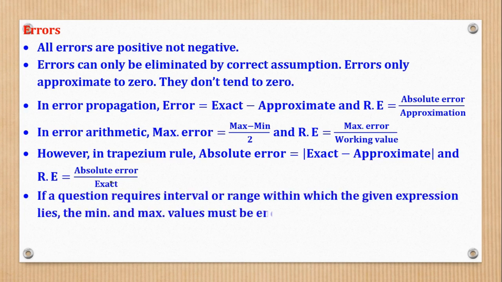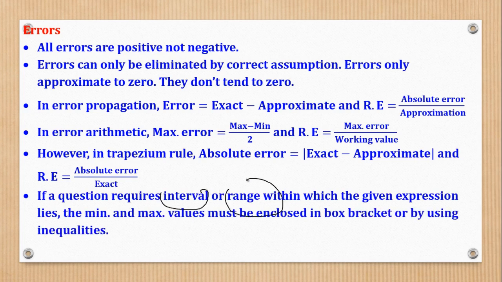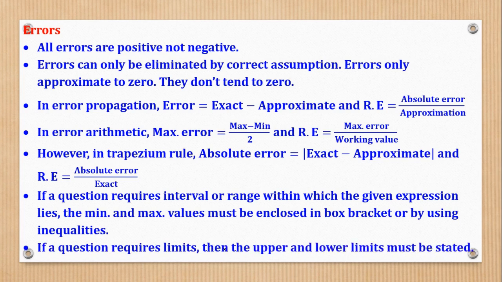Another point we should note is that if a question requires an interval or range within which a given expression lies, it implies that the minimum and maximum values must be enclosed in box brackets, or you should use inequalities. So you put a box bracket, you put your minimum value, comma, maximum value. But if the question requires limits, it implies that you have to state the upper limit and lower limit.